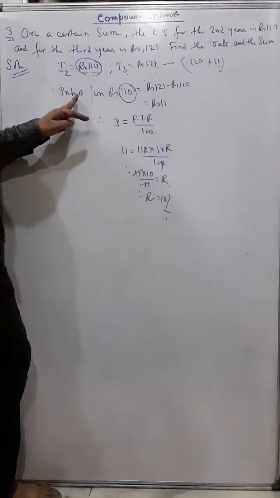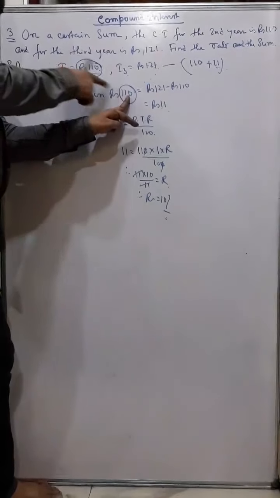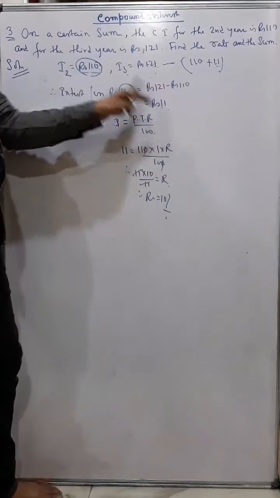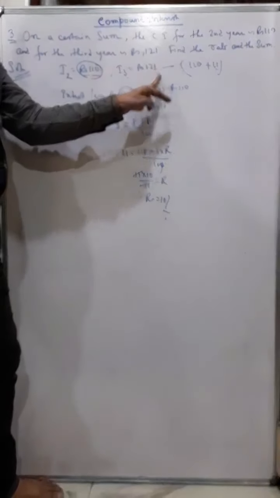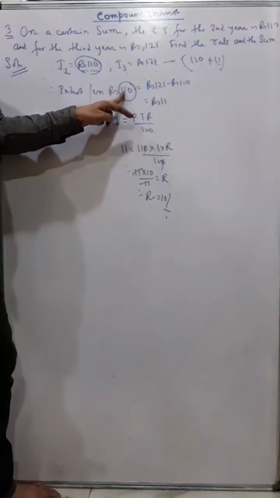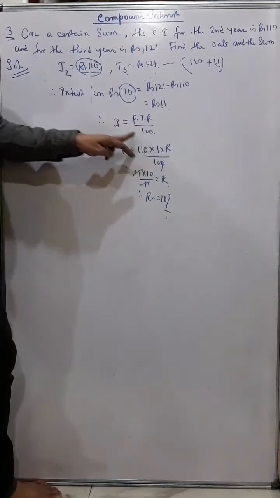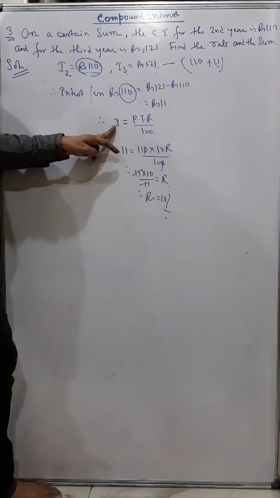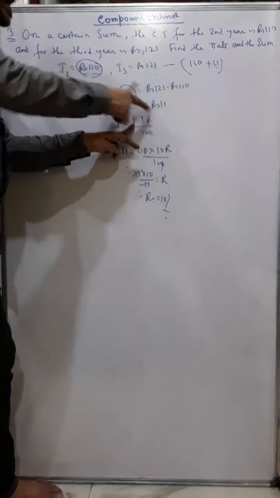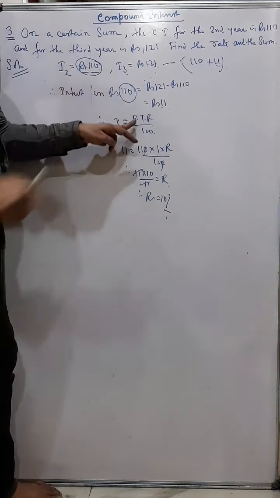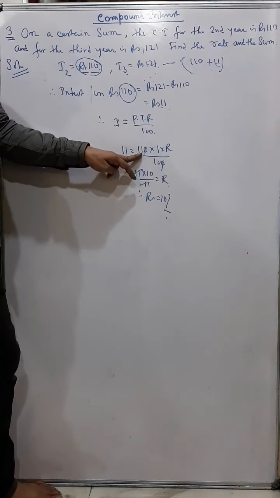So finally we can say that interest on 110 rupees, how much is charged? 11 rupees is charged, because 110 becomes 121. So 11 rupees is charged on 110. Now in this formula, I is equal to PTR by 100. How much interest is charged? 11. What was the principal at this level? 110, because the interest is charged on 110. So we are taking 110 as the principal. Time span is how much? For 1 year. Rate. So from here we are getting the rate.